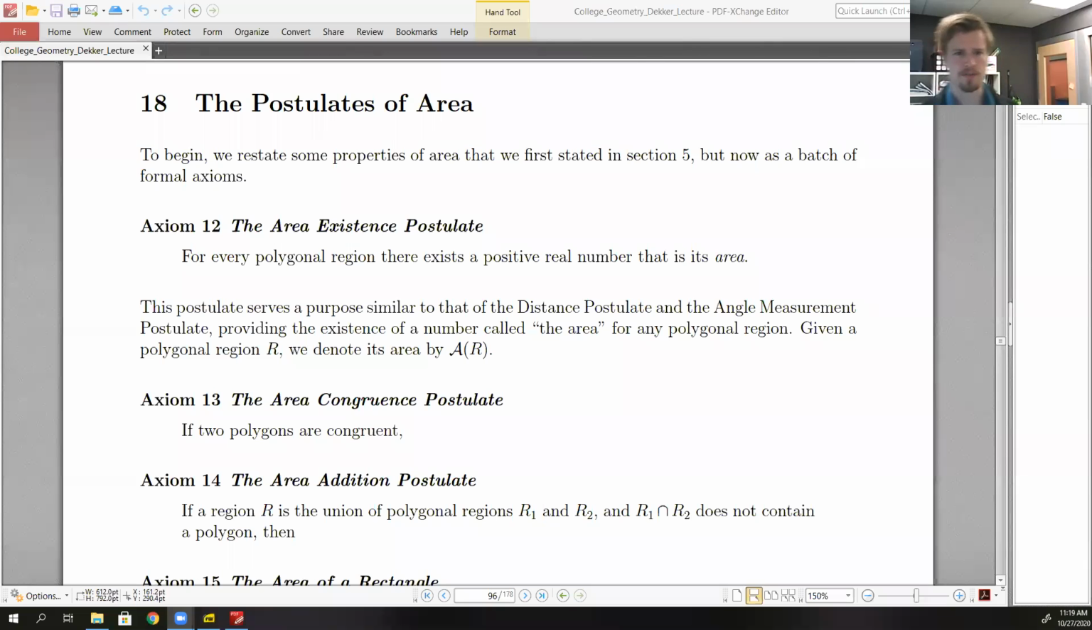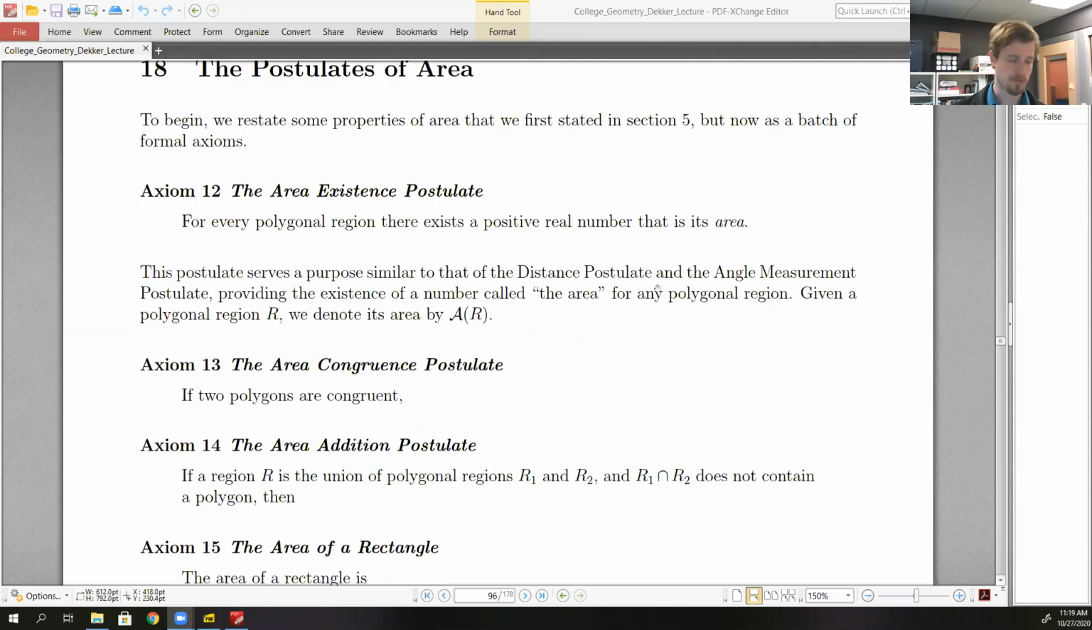Welcome everyone to geometry. We want to take a look today at section 18, which is the postulates of area. Several of these postulates, or essentially all of them, we've already seen back in section 5. So now we're just going to restate them as a collection of actual axioms.